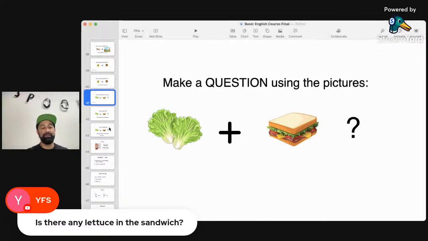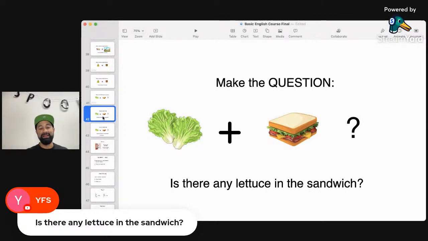Let's see the answer. Is there any lettuce in the sandwich? Because we are all looking at the same picture, so we all understand it's this sandwich, so we're going to use the in that situation. So the sandwich has been decided. We know it. I know it. You know it. So it's the. Is there any lettuce in the sandwich?